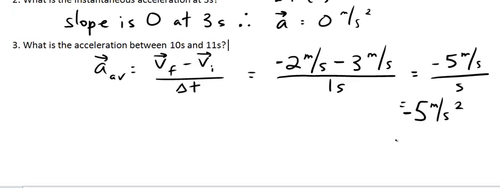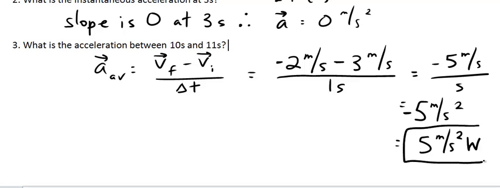Or, to be consistent with the question, which didn't use positive and negative, the question used east and west. So we can say 5 meters per second squared west. Final answer.